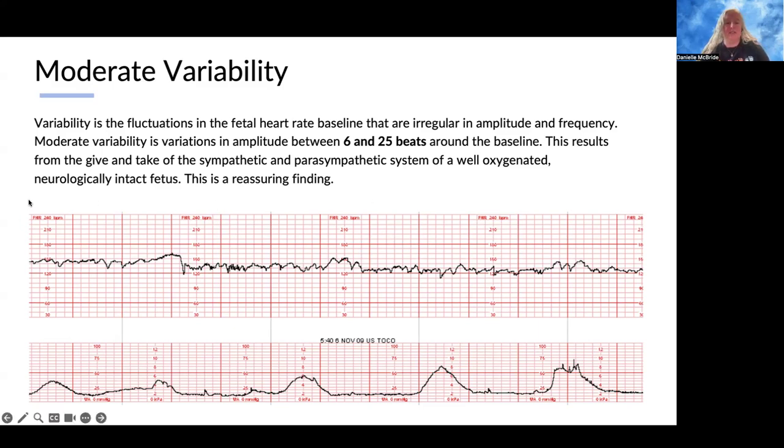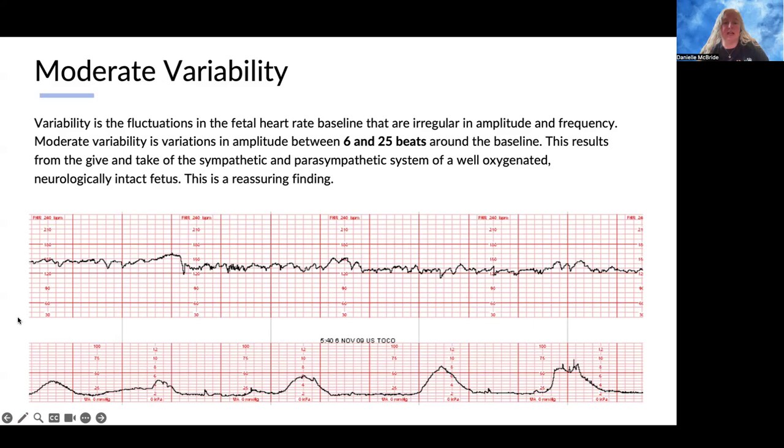So in this tracing, the top graph is the fetal heart tracing. The bottom part of the graph are contractions. For our purpose, we're going to be looking at the top graph. On the top graph, you can see numbers. So like here is 120, and then everything going up is going to be 10 beats. So these are beats per minute. So if this is 120, this is 130 next, 140, 150, 160, 170, 180.